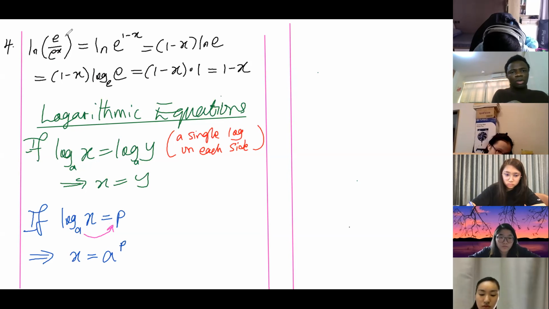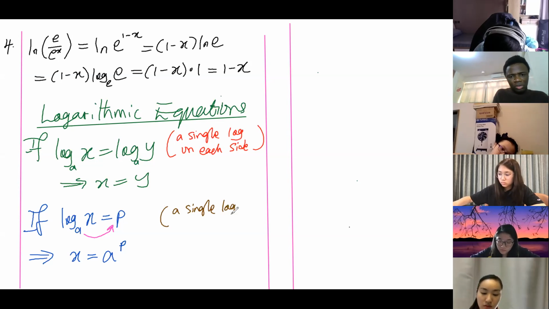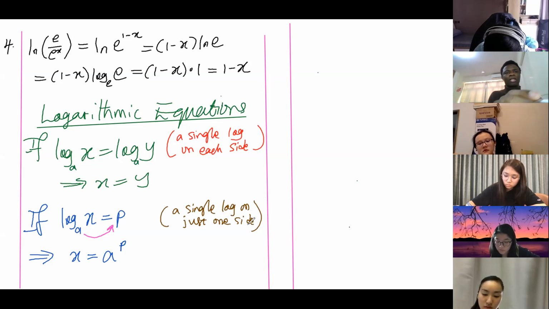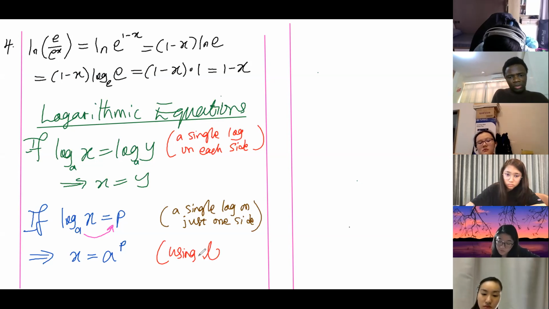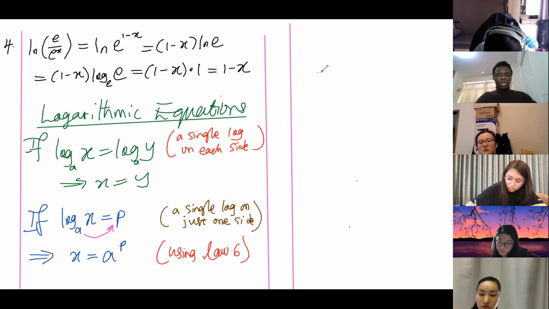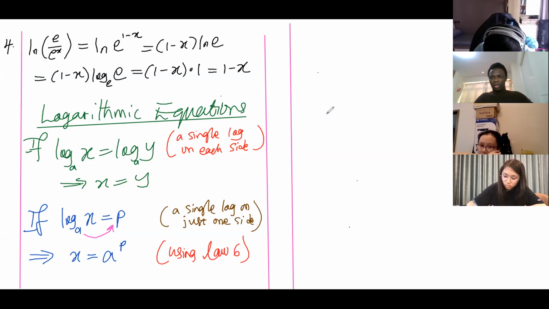Okay, this is when you have log on one side. You can only use this if you have log on one side, please. So a single log, and it's also a single log on just one side. So you apply the log law. So this is using the log law. Does this make sense? Okay, all right.